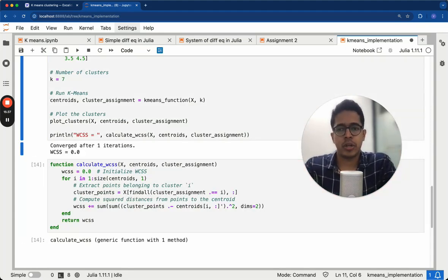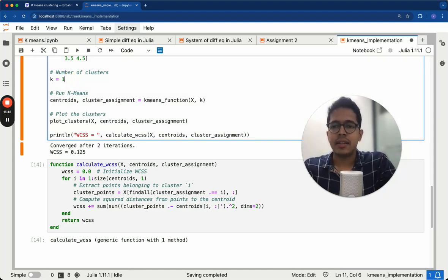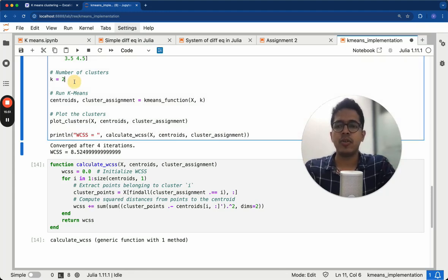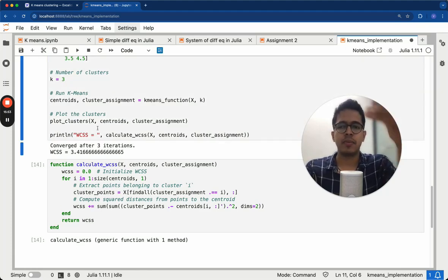You only have 7 points max. If it is 6, you can clearly see that there is a jump when you go from k equal to 1 to k equal to 2. It's going from 37 to 8.5, a huge jump. But when you go from k equal to 2 to 3, it's a jump from 8 to 3. So you can kind of see, using the elbow method, that k equal to 2.